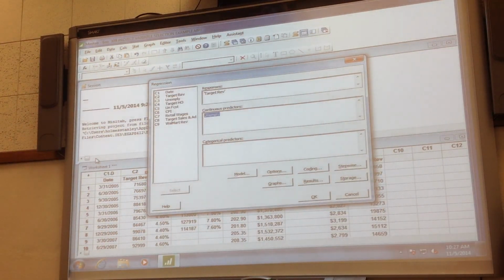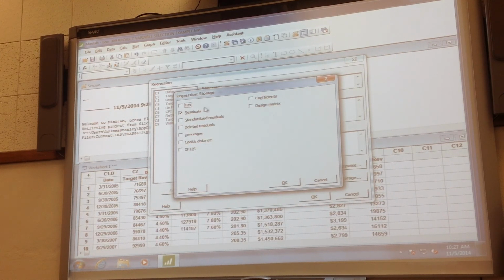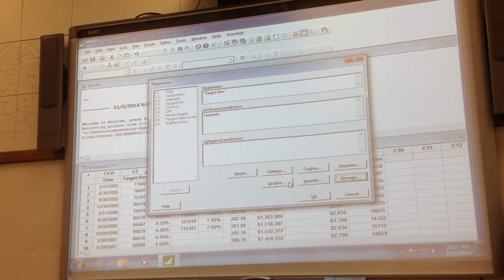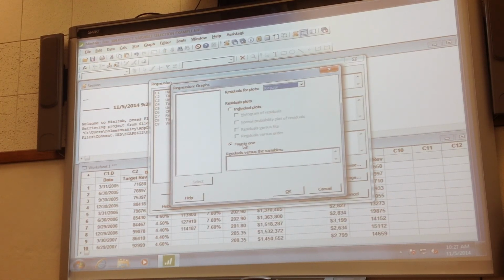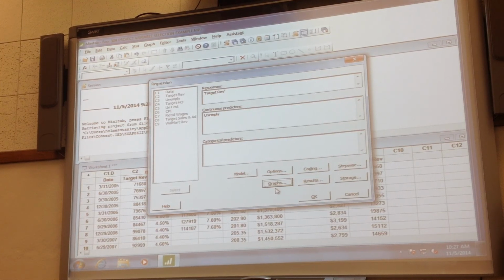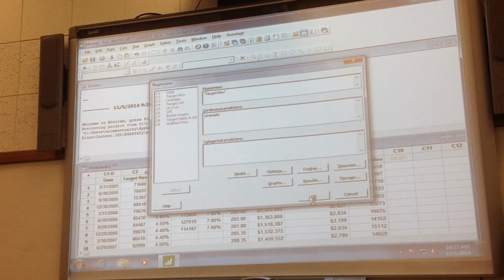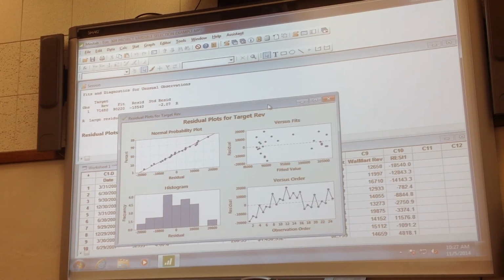All right, so you put that x variable in the continuous slot, and let's look at storage. Make sure you check the residuals. Okay, say okay for that. And graphs, let's check the 4 in 1. Make sure you check that one just for the heck of it. I think that's all we need for right now. Let's select OK. Bang! And here comes the 4 in 1 plot for the residuals.